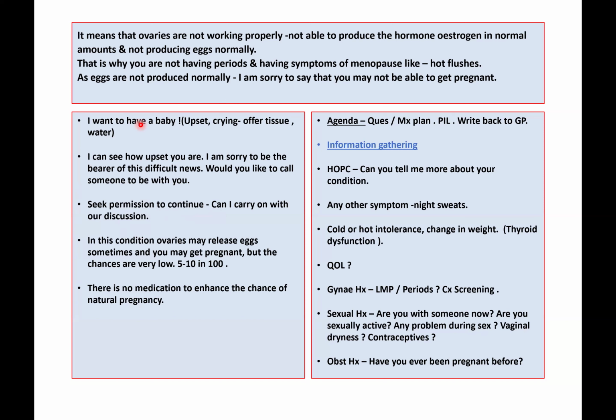So let me then go back. Let me explain to you what the condition means. It means that ovaries are not working properly. They're not able to produce the hormone estrogen in normal amounts and not producing eggs normally. That is why you're not having periods and having symptoms of menopause like hot flushes. Eggs are not produced normally, so I'm sorry to say that you may not be able to get pregnant. However, in this condition, ovaries may release eggs sometimes, and you may get pregnant, but the chances are very low. 5 to 10 in 100 women can get pregnant.